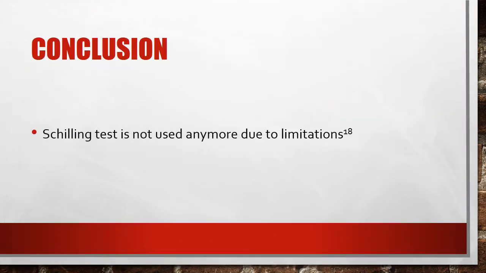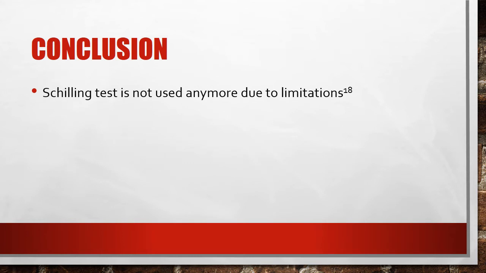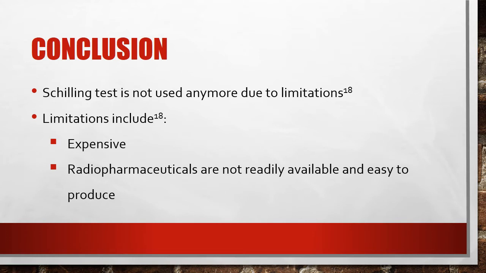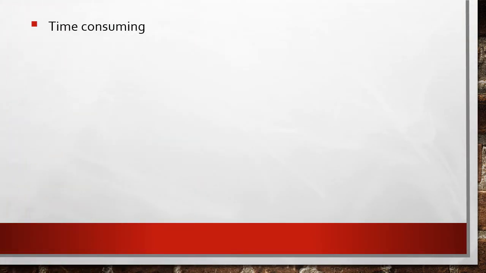I'll conclude with the following. The Schilling test has not been used for many years due to the various limitations. These limitations include the test is expensive, where treatments of cobalamin can be started after blood tests show cobalamin deficiency, and the treatment is also self-administered and inexpensive. The radiopharmaceutical kit can also be very difficult to produce, or it is not readily available. It is time-consuming with all the different stages.